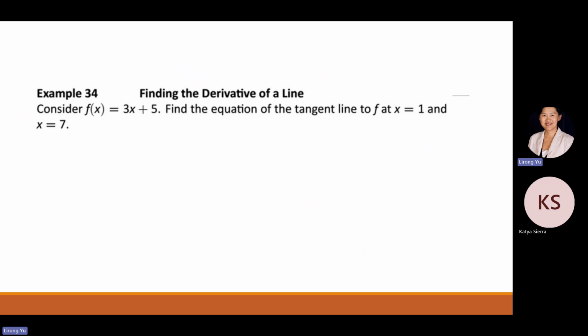the 5 tells you the location right here. You have a 5 on the y-axis. y equals 5 is what happens when x equals 0. So that one controls the location, the high or low.